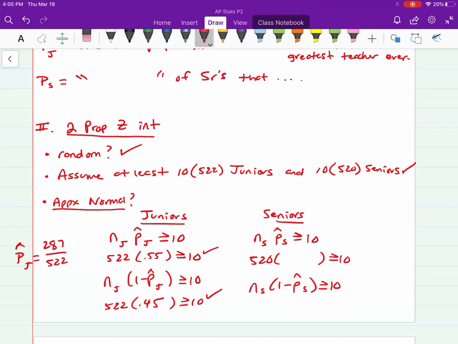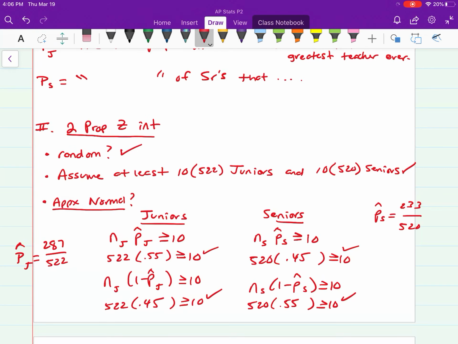And the sample proportion p hat for the seniors, out of the 520, it said that there were 233. So 233 out of 520, nearest hundredth, is 45%. So now 520 times 1 minus that, which is 0.55, has to be greater than or equal to 10. And these both work. And that's step 2.